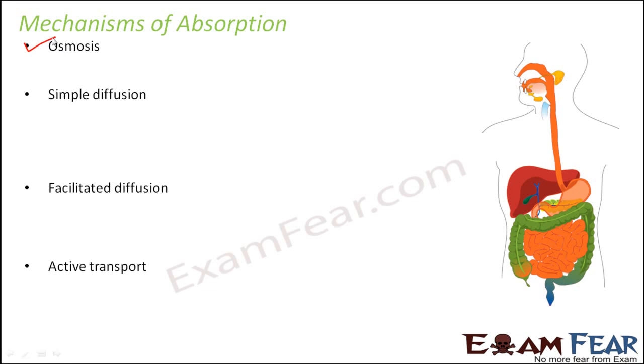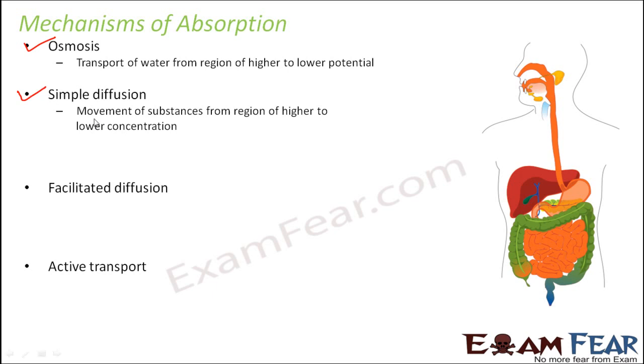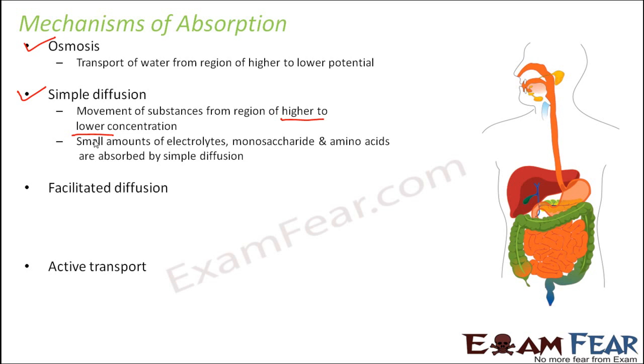So when water needs to be absorbed, it moves from a region of higher concentration towards a region of lower concentration, and by this mechanism water is absorbed. If you think of simple diffusion, it is again movement of substances from a region of higher towards lower concentration by itself. So the substance can itself pass across the membrane from higher to lower concentration. Now what all substances are absorbed by the process of simple diffusion? Some of the electrolytes, monosaccharides and amino acids are absorbed by this mechanism.